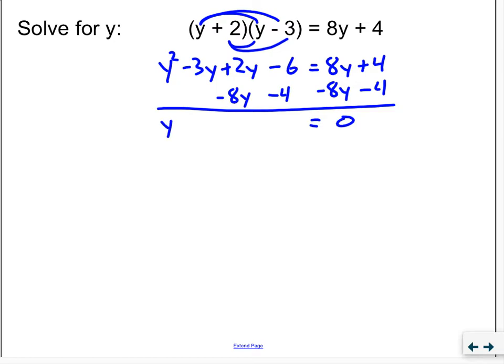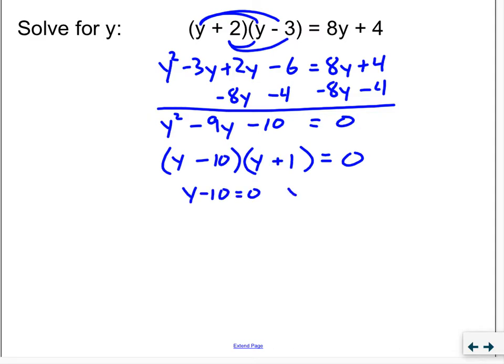Now let's see. I got to combine a bunch of y terms. So I got a negative 3y and a positive 2y. That's a negative 1y. And when I combine it with a negative 8y, I get a negative 9y. And negative 6 minus 4 is negative 10. Let's solve this by factoring. No GCF. Y times y is y squared. I'm thinking numbers that multiply to 10 would be like a negative 10 and a positive 1.